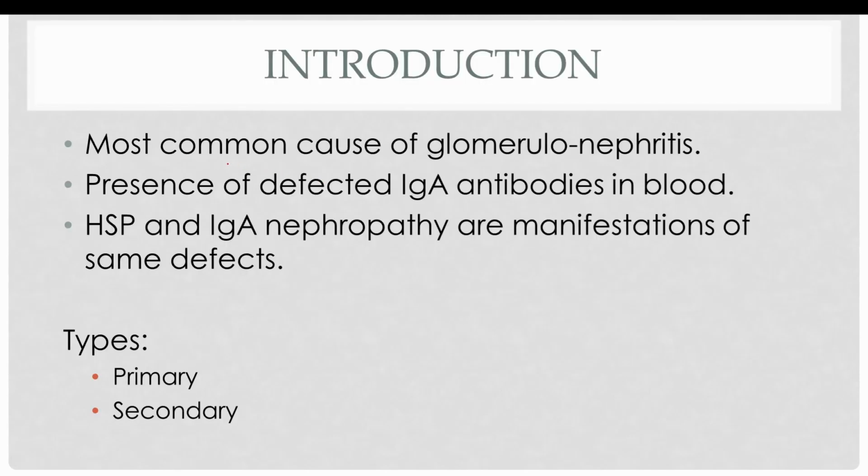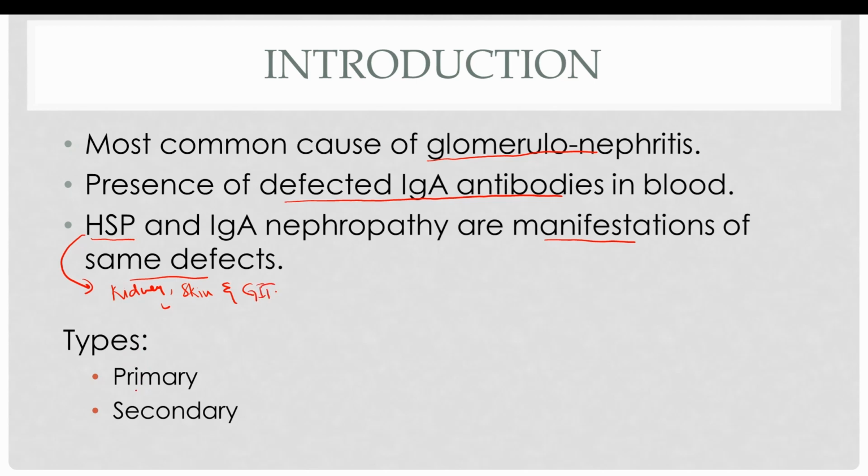IgA nephropathy is identified to be one of the most common causes of glomerulonephritis. It is typically characterized by the presence of defective IgA antibodies in the blood, which are deposited on the kidneys and cause IgA nephropathy. HSP, which is also known as Henoch-Schönlein purpura, and IgA nephropathy are actually manifestations of the same disease, with HSP involving the kidneys, skin, and GIT as well.